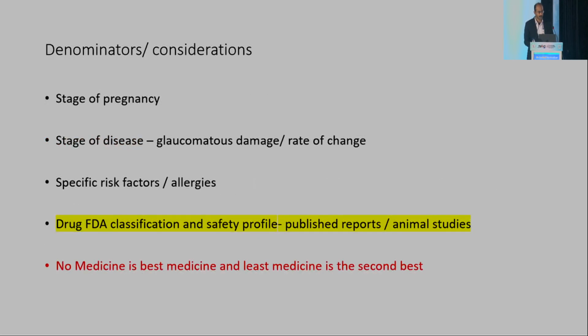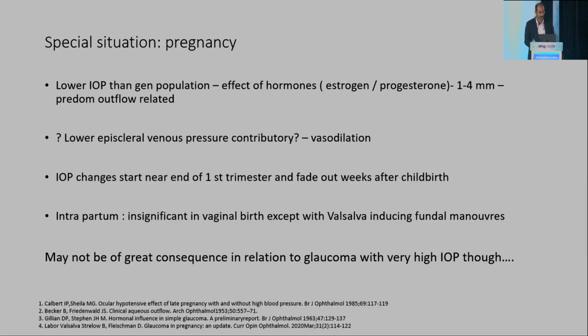The denominators that we consider during this treatment are the stage of pregnancy, stage of disease, that is glaucomatous damage and the rate of change, specific risk factors and allergies, FDA classification and safety profile of the drugs basis published reports and animal studies. And remember that no medicine is the best medicine and the least medicine is the second best.